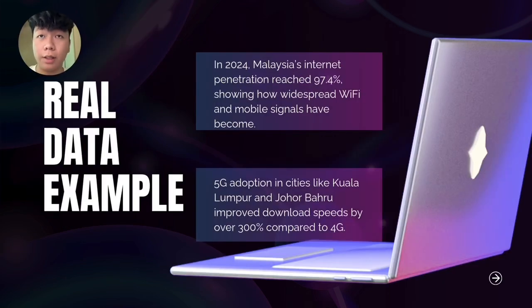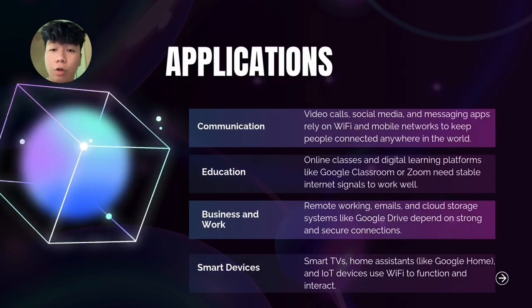So, for a real data example, in 2024, Malaysia's internet penetration reached 97.4%, showing how widespread Wi-Fi and mobile signals have become. 5G adoption in cities like Kuala Lumpur or Johor Bahru improved download speeds by over 300% compared to 4G. So, for applications, I have 4 here.